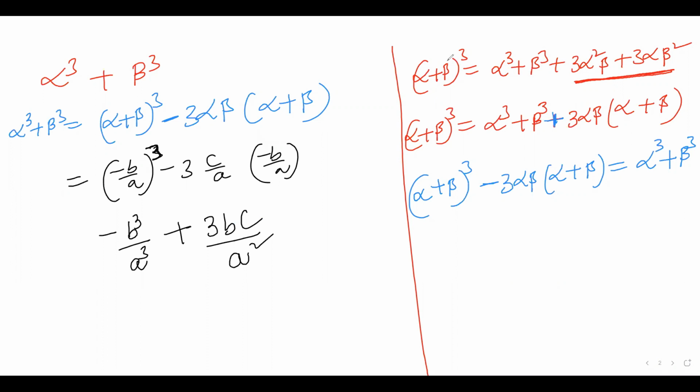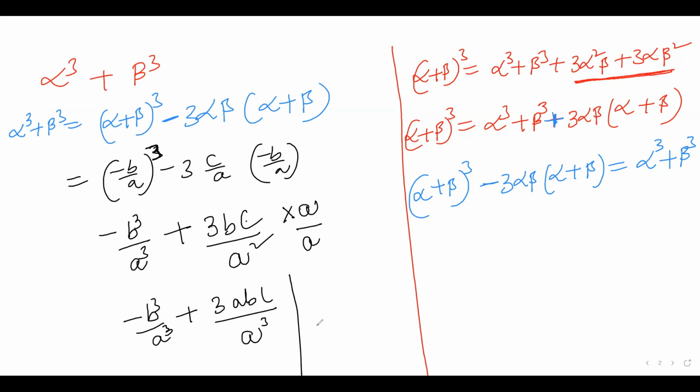Take LCM. This second term should be multiplied with a and divided with a so that denominators will be equal. 3bc into a, 3abc, a square into a, a cube. Now we have same denominator. A cube is LCM: minus b cube plus 3abc. This is your final answer.